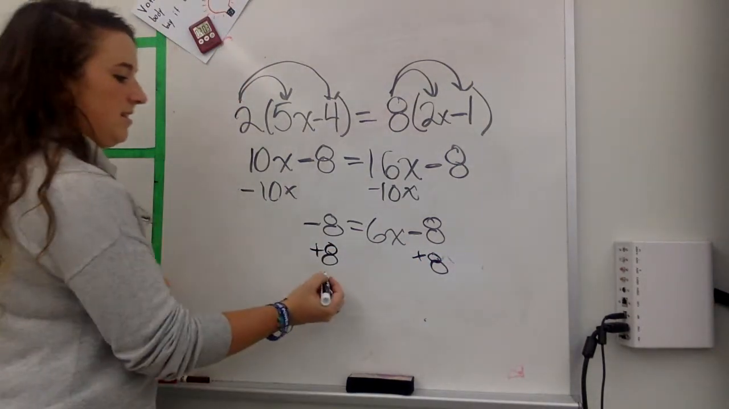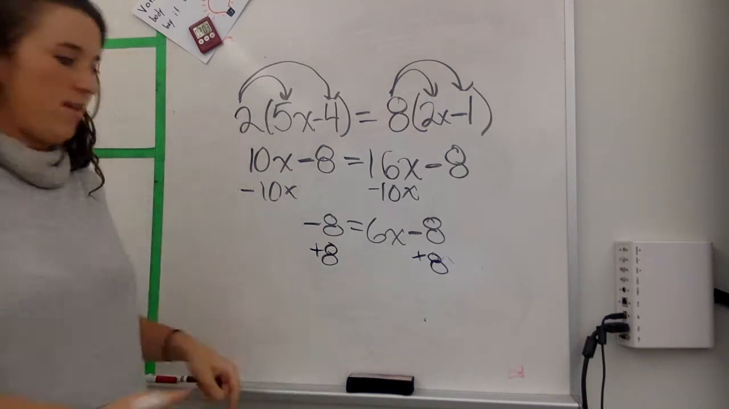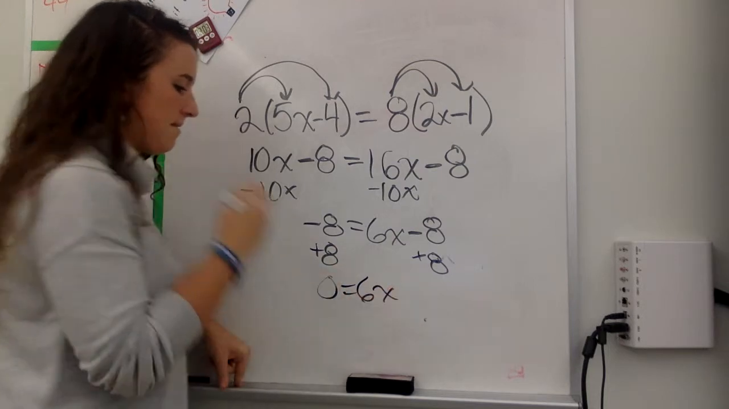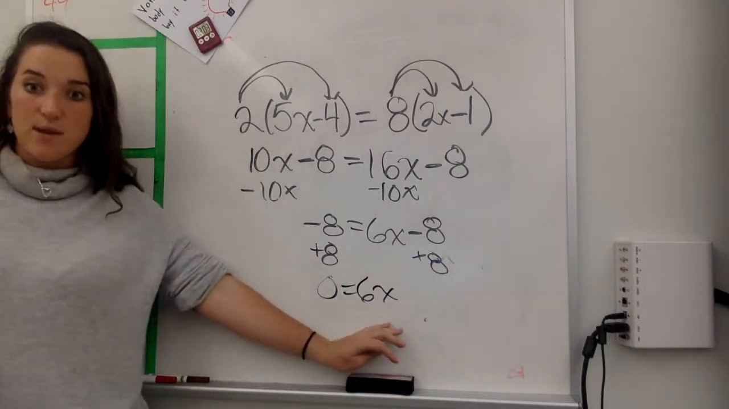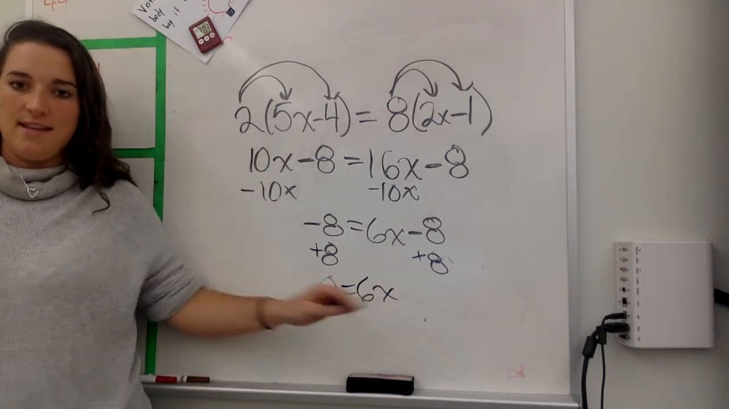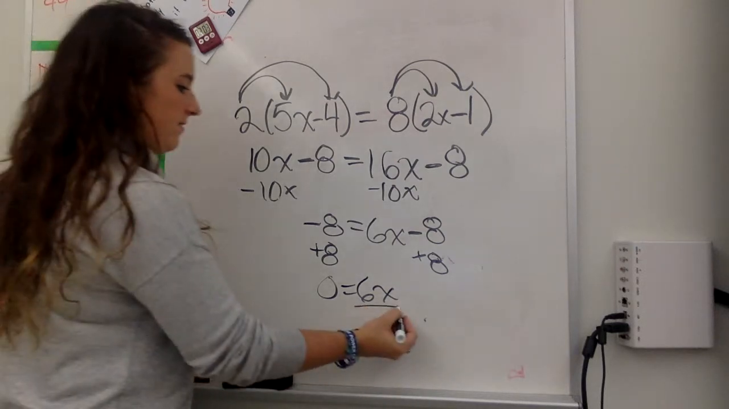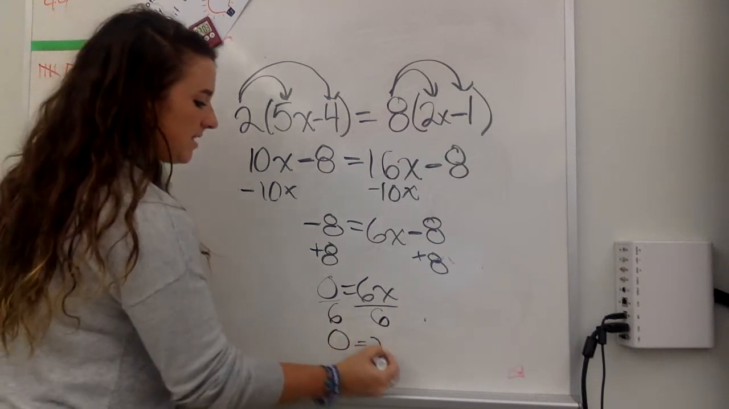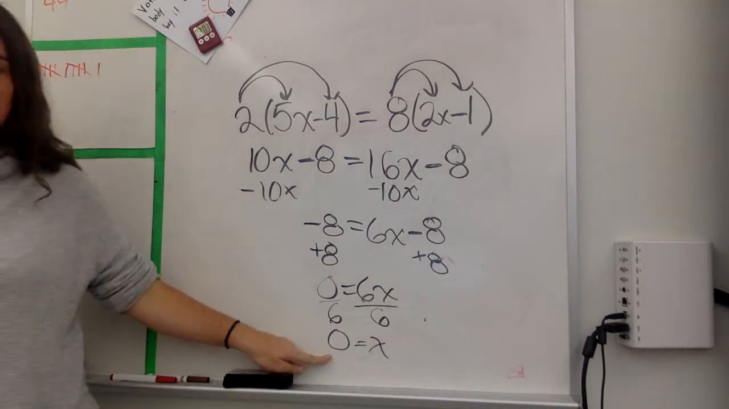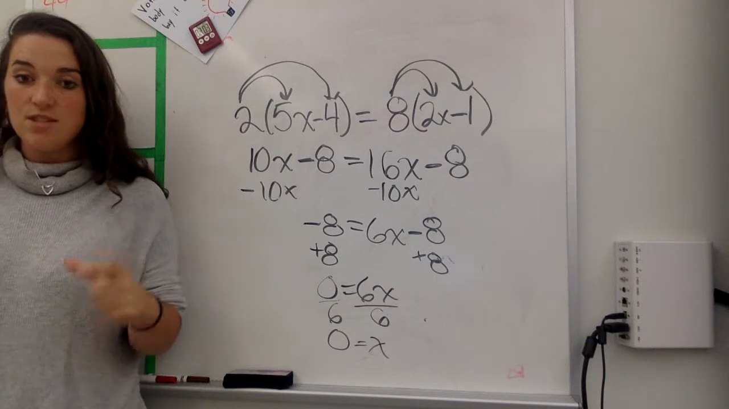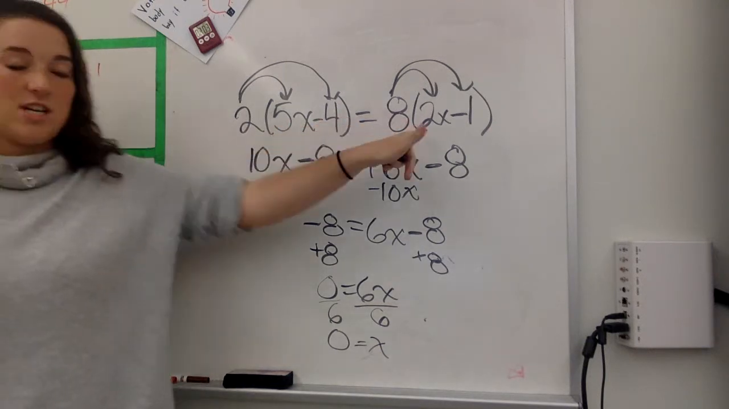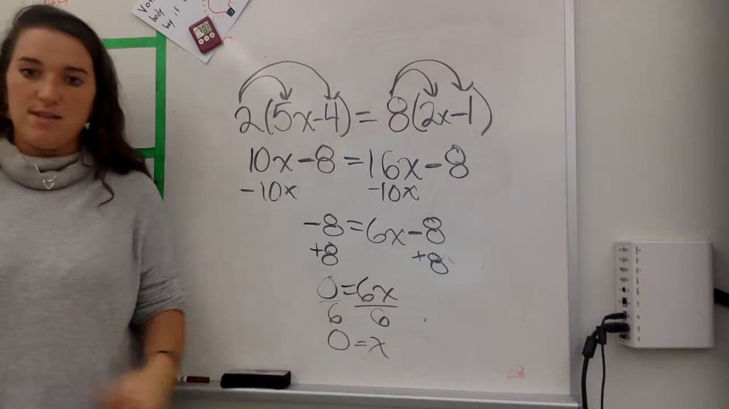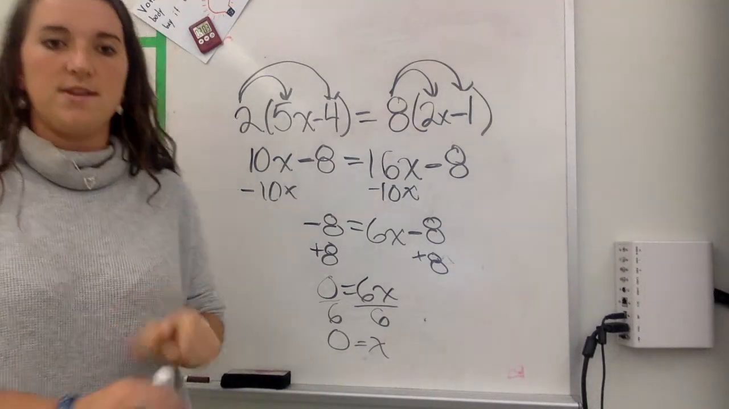-8 plus 8 is 0. So what am I left with for the whole thing? 0 equals 6x. Does this mean that the equation has no solution? Let's continue solving to find out. We can now divide by 6. Divide by 6. 0 equals x. Is there a solution? The answer is yes, there is a solution. The only way this equation is ever true is if x equals 0. So just because x equals 0 doesn't mean there's no solution. There is one solution.